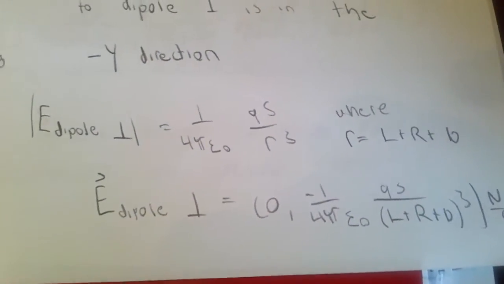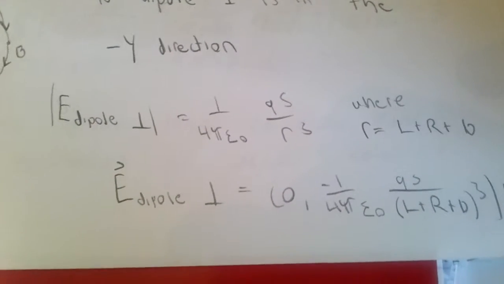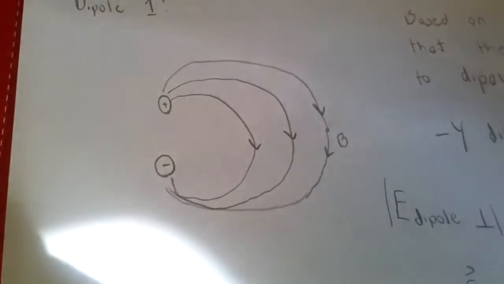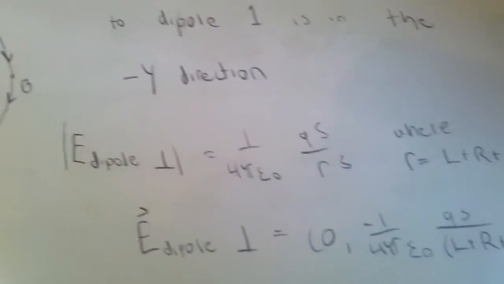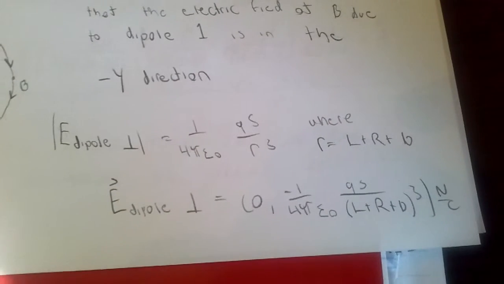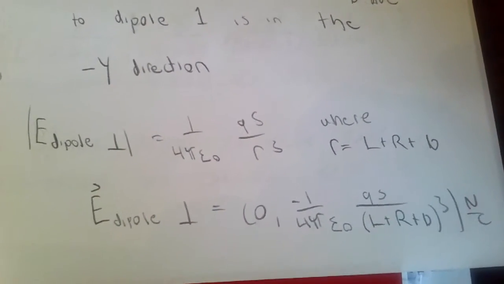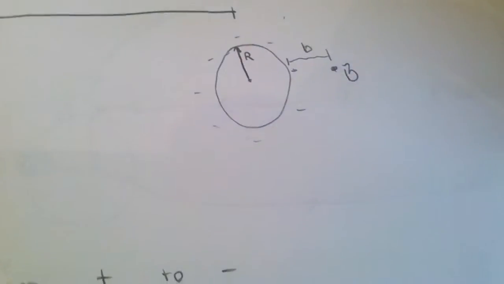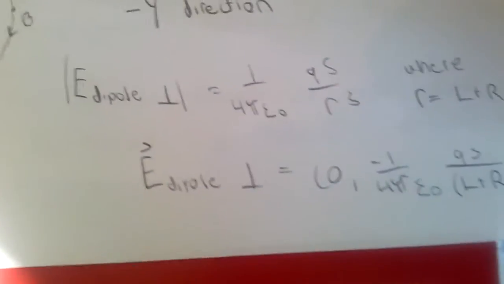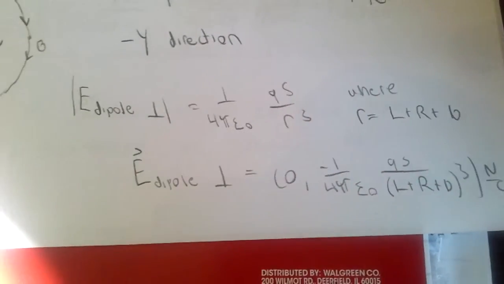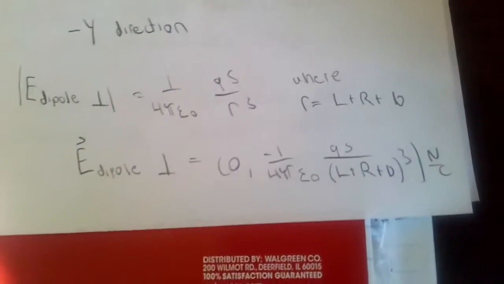For this, we use the E dipole where B is perpendicular to the dipole axis. As we can see here, it's located perpendicular to the axis. So, using this formula, we can find the magnitude of that field. We know that r is equal to L plus R plus b. As we can see here, L plus R plus b is the distance to B. So, plugging in those numbers and the direction, we get this as the electric dipole perpendicular.